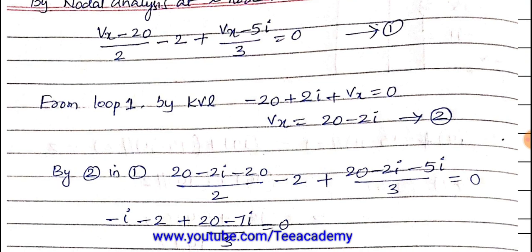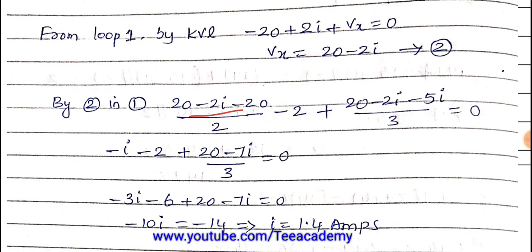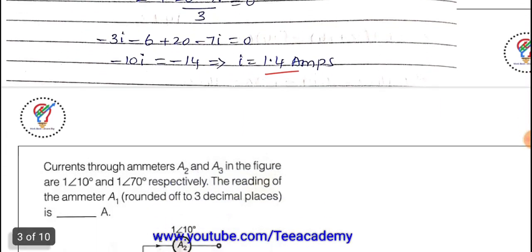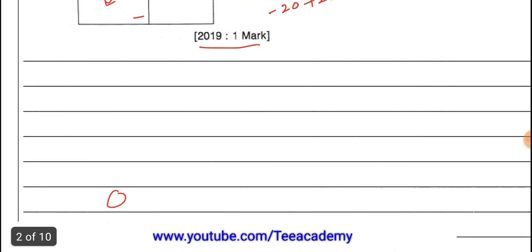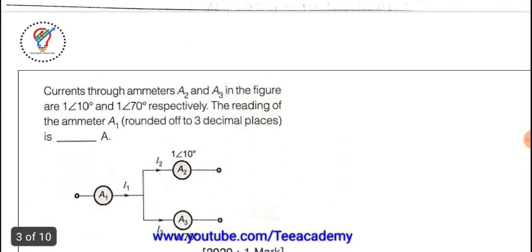Now, substituting Vx, that is 20 minus 2i, minus 20 by 2, and simplifying this, you will get the answer as I is equal to 1.4 amperes. So we'll move to the next question. 1.4 amperes is the answer. That is right. Next one.